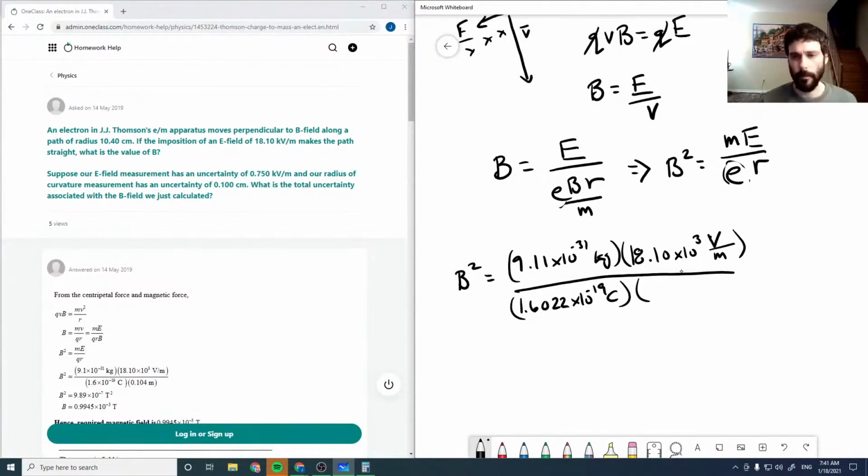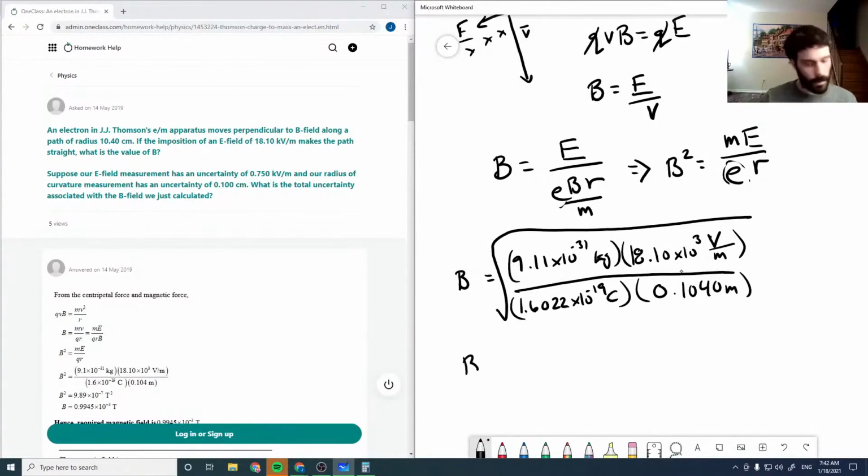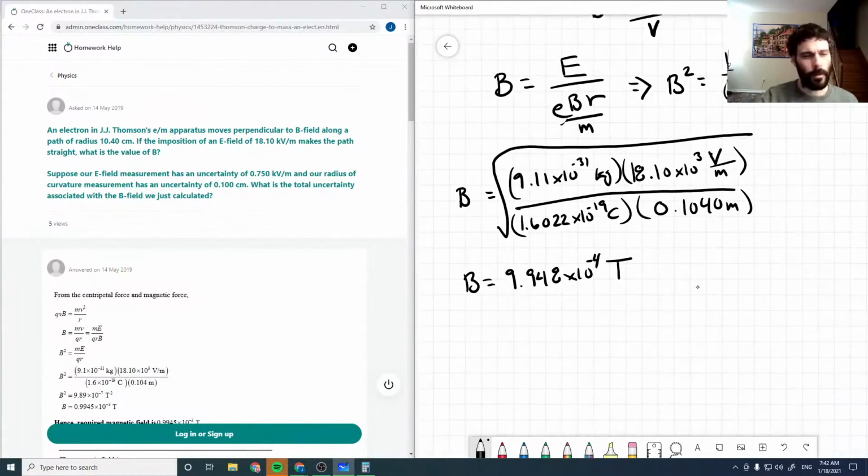The radius was given as 10.4 centimeters, so 0.1040 meters. And so our B is actually the square root of all of these. And so our B is 9.948 times 10 to the minus 4. And if we work out the units there, it will be Tesla. And so that's our B field.